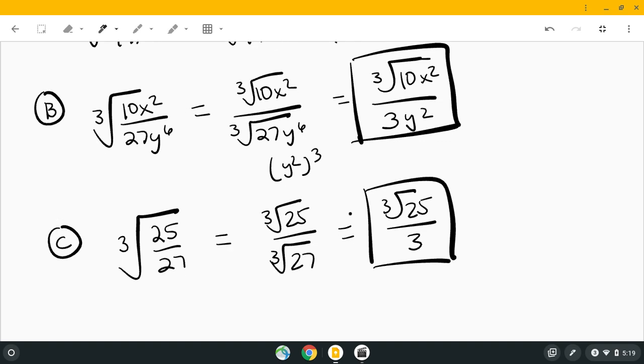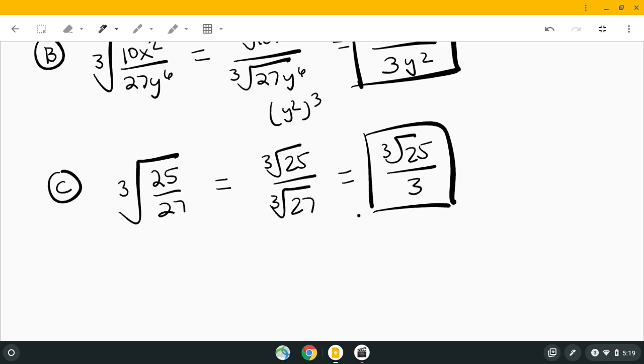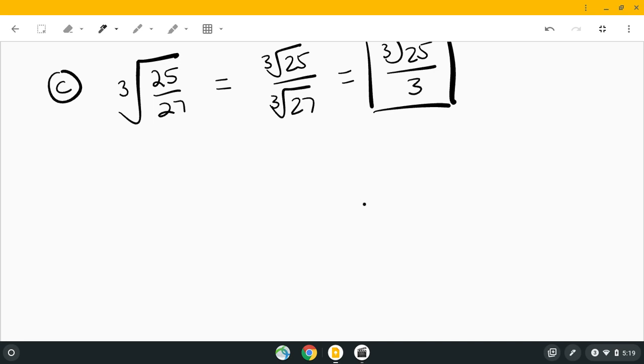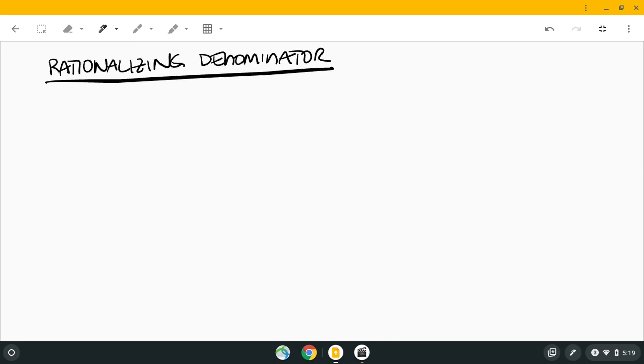Okay, so let's take a look at the case where you do have a radical in the denominator, or you have a fraction inside the radical. Okay, so, rationalizing the denominator. Okay, so we want no fractions. We want no fractions inside the radical.